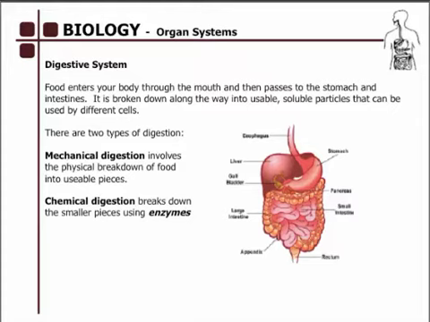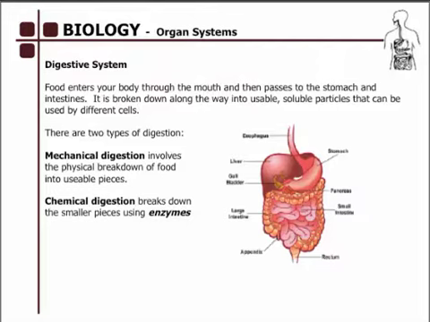Alright, so our first organ system is the digestive system. Food enters your body through the mouth, passes through the stomach and intestines, and is broken down along the way into usable and soluble particles that can be used by different cells. There are two types of digestion.